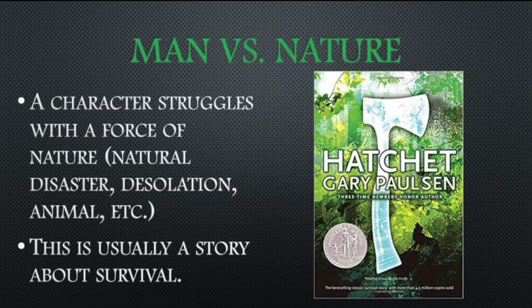Man versus nature is where a character is actually struggling against nature. Maybe he is stranded in the jungle, stranded on a desert island. Maybe he is fighting some type of beast. The example I give in here is the book Hatchet by Gary Paulsen. Some of you may have read that in elementary school. It's a really good book. It's about this young kid whose plane crashes and he's stranded in the forest and he has to survive, and the only thing he has with him is a small hatchet. And so stories about survival are pretty common in a man versus nature conflict.